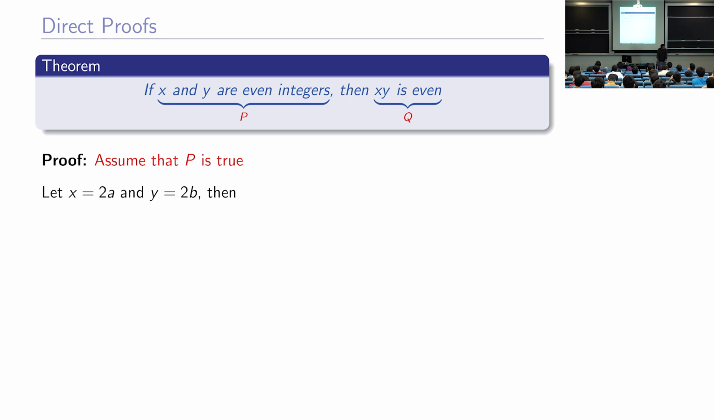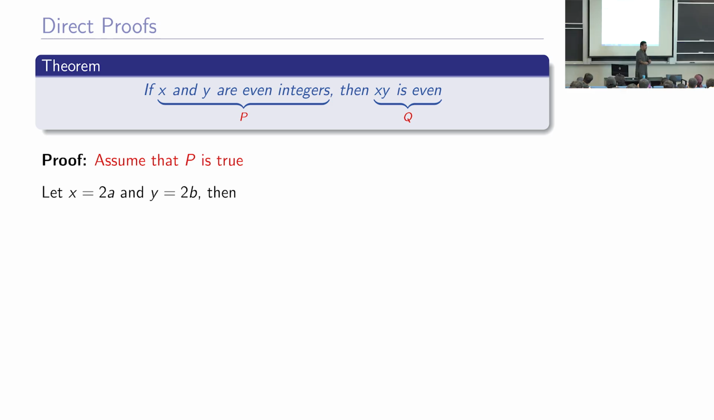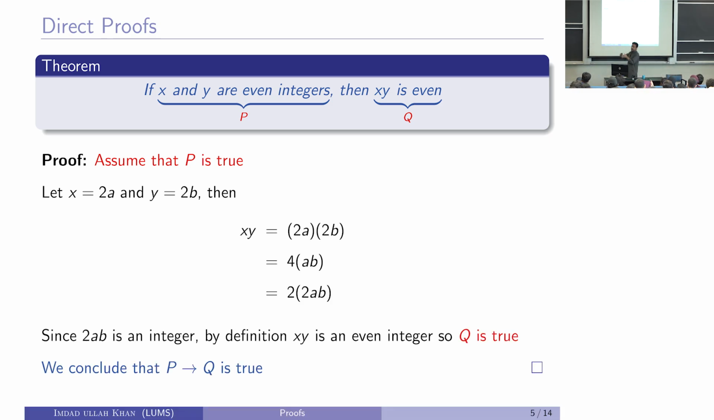Suppose x is an even integer, that means x can be written as twice another integer a, and y is an even integer, that means y can be written as twice another integer b. So x is equal to 2a and y equal to 2b. Now if this is true, then the product must be even, that Q must be true. So how would I argue? What is x times y? X times y is 2a times 2b, which is equal to 4 times ab, which is equal to 2 times 2ab.